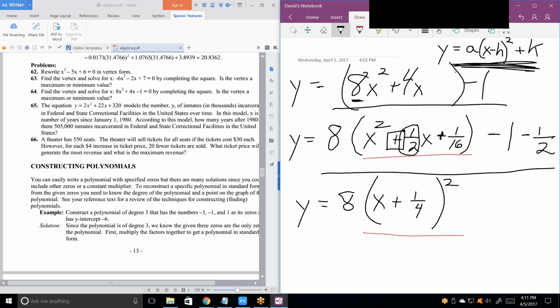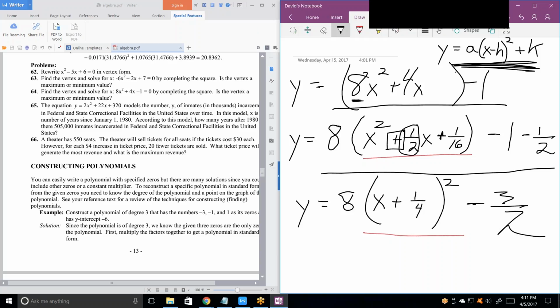Now what's the rest of it? Minus 1.5. Like ratios, improper fractions are much more beneficial to you than proper fractions.